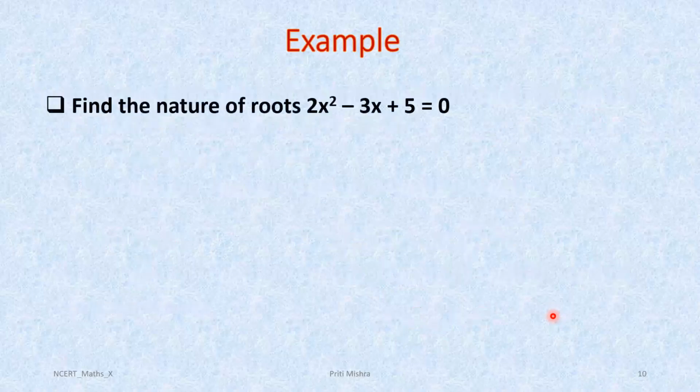Now let's have another example. Find the nature of roots of 2x square minus 3x plus 5 is equal to 0. This is the quadratic equation. So at first we will compare this with the general quadratic equation. So here we have a is equal to 2, b is equal to minus 3, and c is equal to 5.